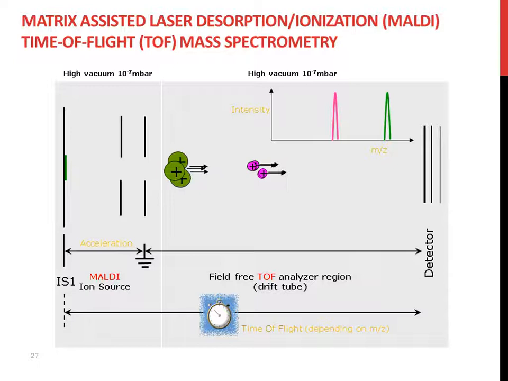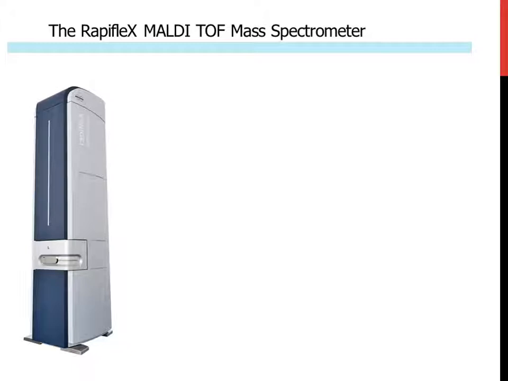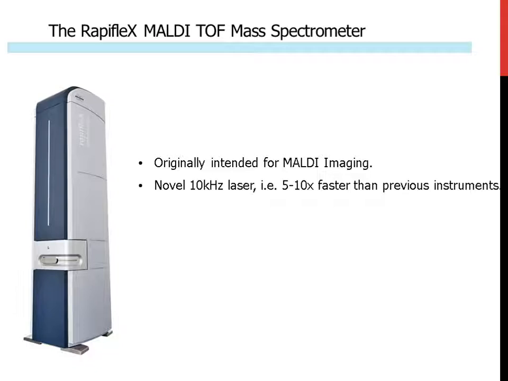And I think one of the reasons why things have become really powerful now is the development of this new mass spectrometer from Bruker. This RapiFlex mass spectrometer was originally intended for MALDI imaging. I'm not sure if you're aware of MALDI imaging. MALDI imaging is a way where you take tissue slides and you raster with a laser over the whole tissue slide to measure various masses, for example, for a drug that you want to measure in a tissue. For this, Bruker developed a novel 10 kilohertz laser, which is about 10 times faster than previous instruments, and this made this instrument really, really fast. But it wasn't really thought to be useful for any other things.